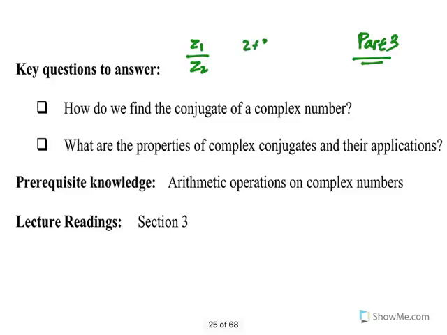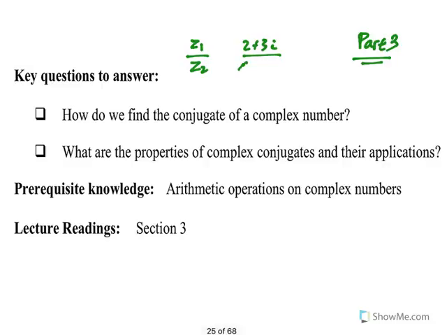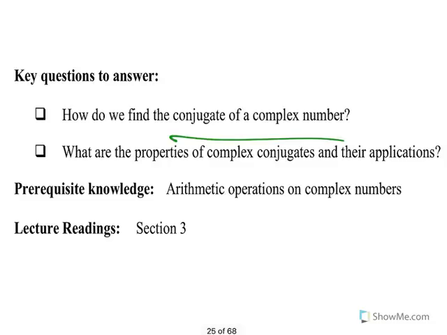For example, if I have 2 plus 3i over 4 plus 7i, then what we did is multiply by 4 minus 7i. This is called the conjugate of the denominator. This is what we did last week, just a recap. How do we find the conjugate of a complex number? This is 1. And what are the properties of complex conjugates and their application? So these are 2 questions. I hope you can keep them in your heart.